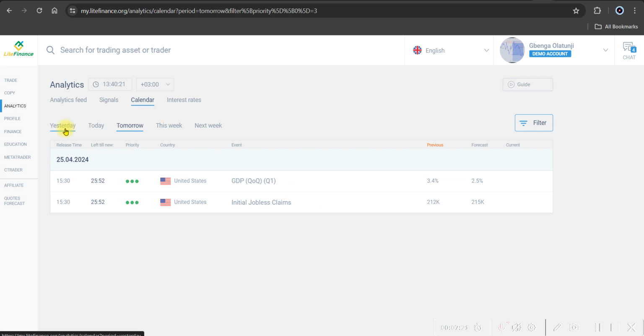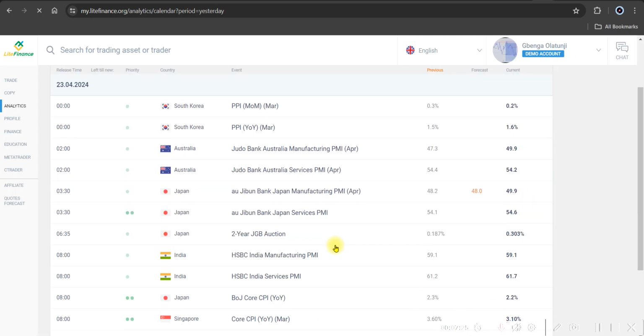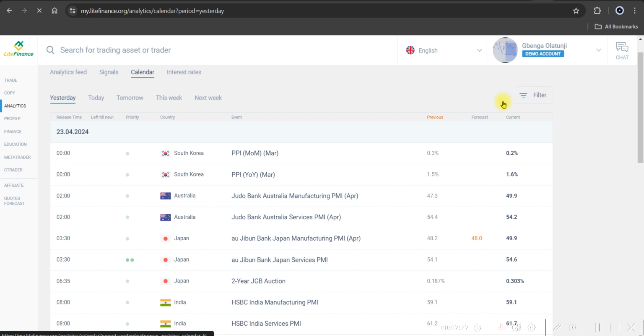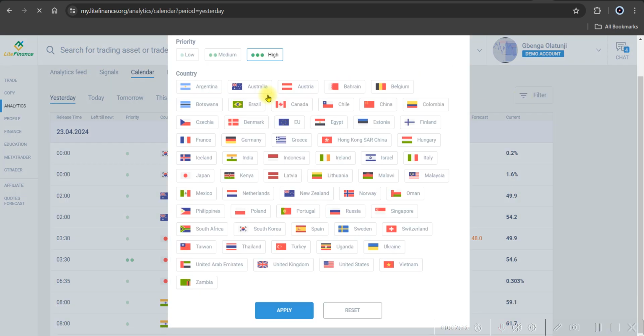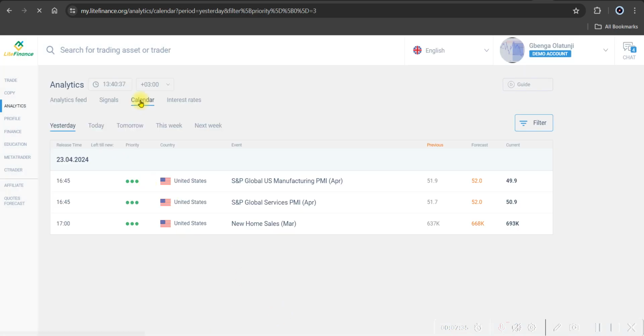So if you look at that of yesterday, let's check the release for yesterday. You can filter them to show us the high impact alone. Then you apply the settings. I believe you can see the first place I went to is analytics. Clicked on my calendar and then look at the different dates I'm checking for. If it's today, I will check for today. So this yesterday now, these were some of the news that were released.